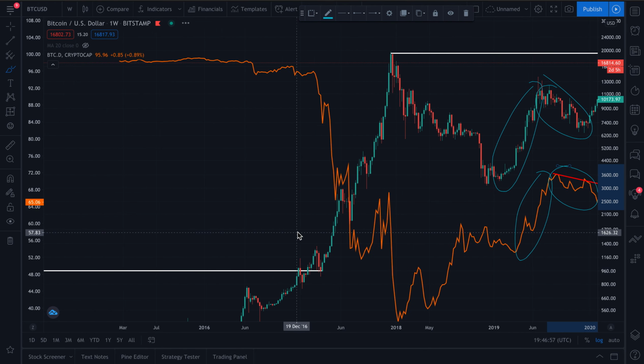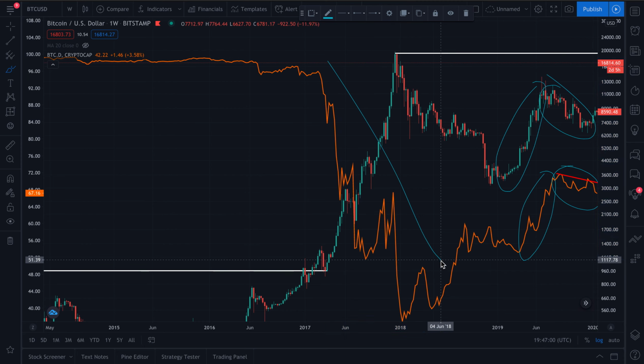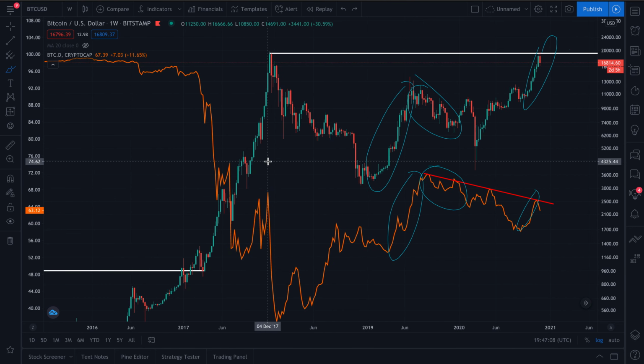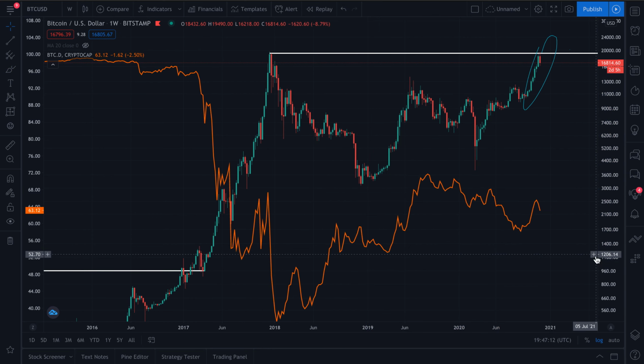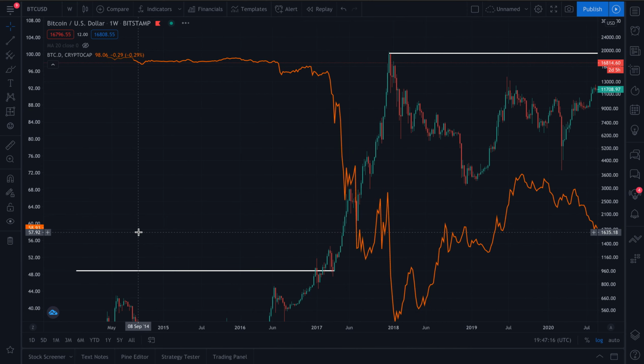Now you must be asking, well, how are we supposed to get this? Well, that move there, everyone, is something that we're all looking for, but will probably not come until Bitcoin reaches its prior all-time high. Let's look at what I mean.